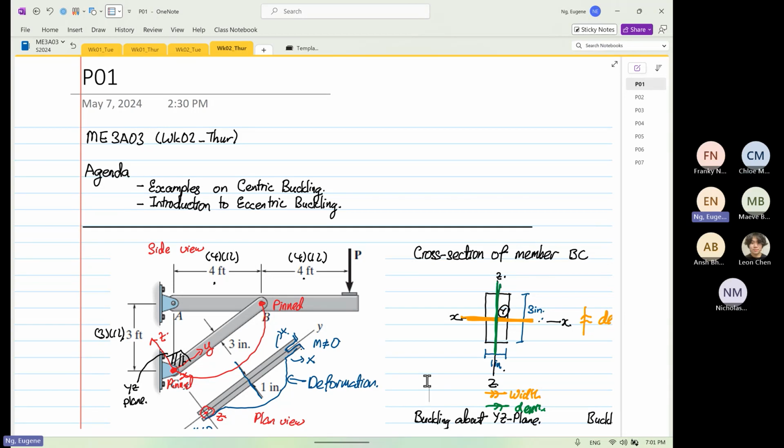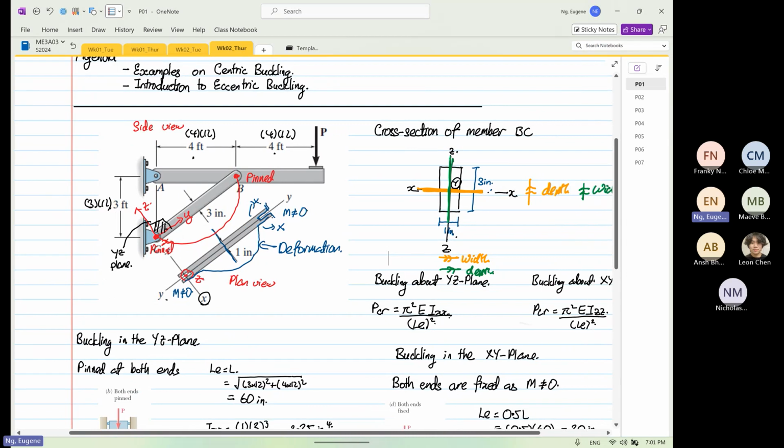The agenda for today is we are going to do 2 more examples on centric buckling together with the one that we have not finished on last Tuesday. Then we are going to do something slightly different. We're going to look into eccentric buckling, if time permits.